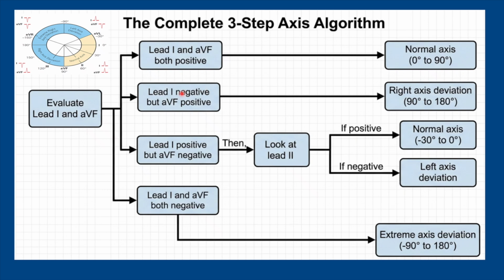If lead 1 is negative and AVF is positive, this gives right axis deviation between angles 90 and 180. If lead 1 is positive and the AVF is negative, we have one of two possibilities. Either it is normal axis between 0 to minus 30, or it is left axis deviation. In this case, look at lead 2. If positive, this is normal axis. If negative, like the AVF, in this case, it is left axis deviation.